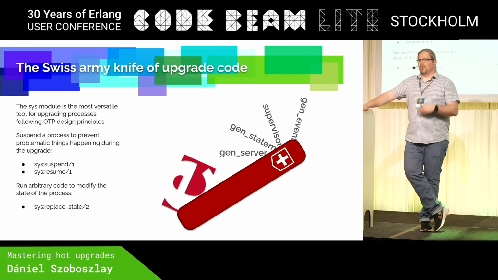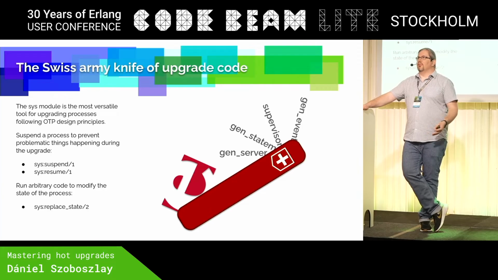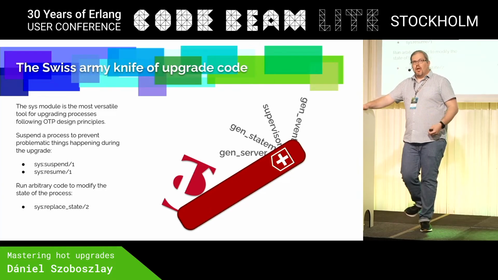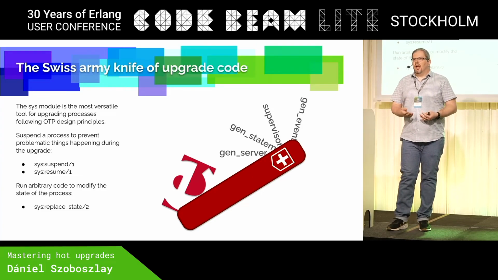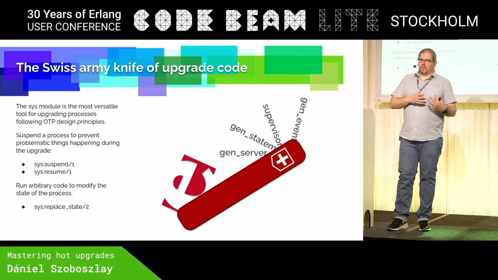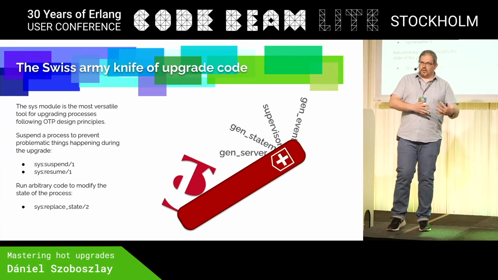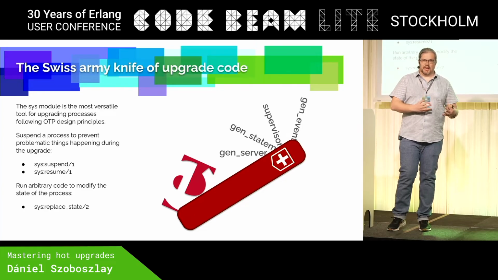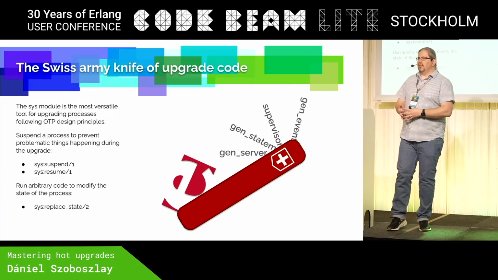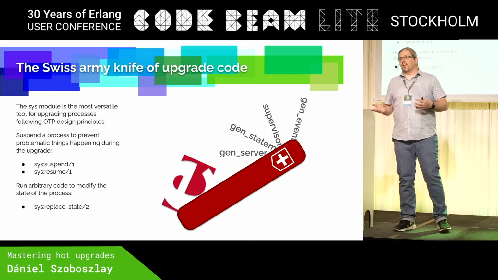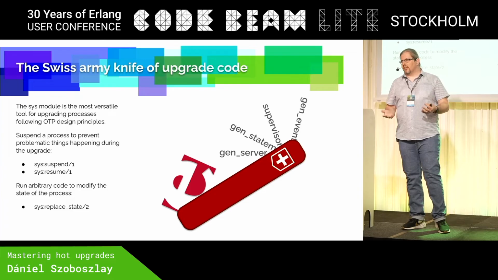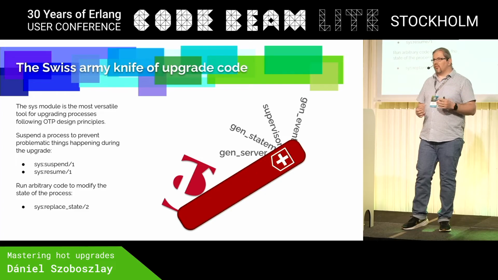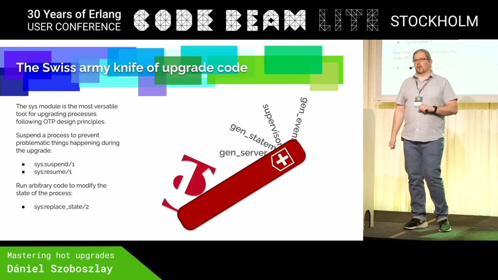The other thing I definitely wanted to mention is the Swiss Army knife of hot upgrades, the sys module. Because sometimes you cannot just write all your code to be backward compatible. And then your only option of making things safe is to avoid doing the problematic thing at the problematic time. And if that problematic thing happens to be initiated by a gen something process, then you are in luck because you can use sys:suspend to just suspend this process for the time of the upgrade until you sys:resume it. While suspended, the process will not do its regular task. It will only listen for system messages coming from the sys module.